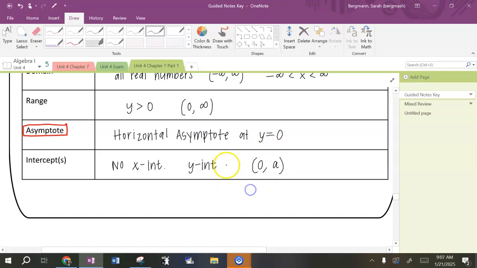That's the point for the y-intercept, 0, a, because when you plug in 0 for x, which is what you always do for y-intercept, you always get a for the y value.